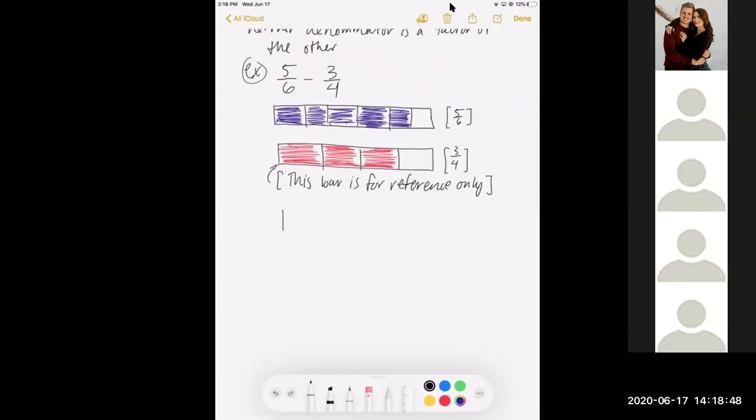So we need to split them up into same size pieces. Okay. Let's see, how did we do that? Okay. We wanted a common denominator, that's what it's called, with 6ths and 4ths.